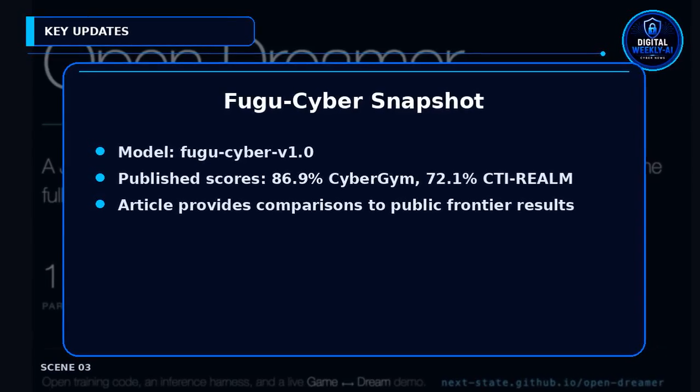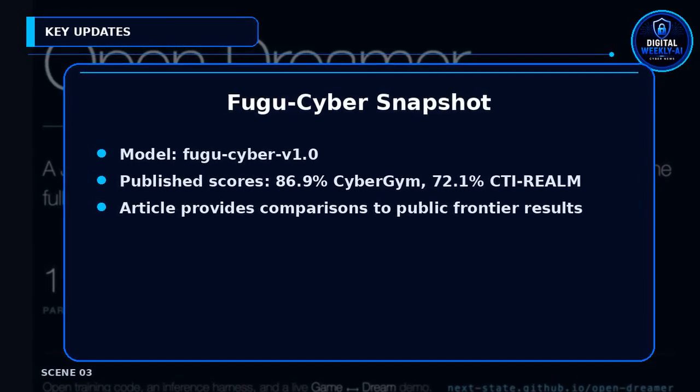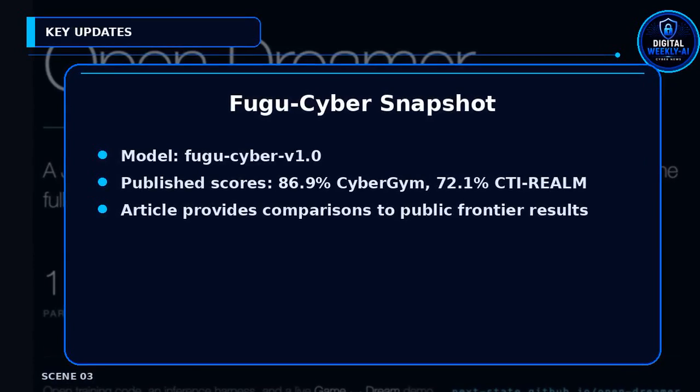Start with Sakana's Fugu Cyber. Model ID, Fugu Cyber v1.0. Sakana reports 86.9% on CyberGym and 72.1% on CTI REALM. They present CyberGym and CTI REALM as complementary evaluations. MarkTech Post cites comparison figures such as 83.1% for Claude Mythos Preview and 85.6% for GPT 5.5 Cyber.